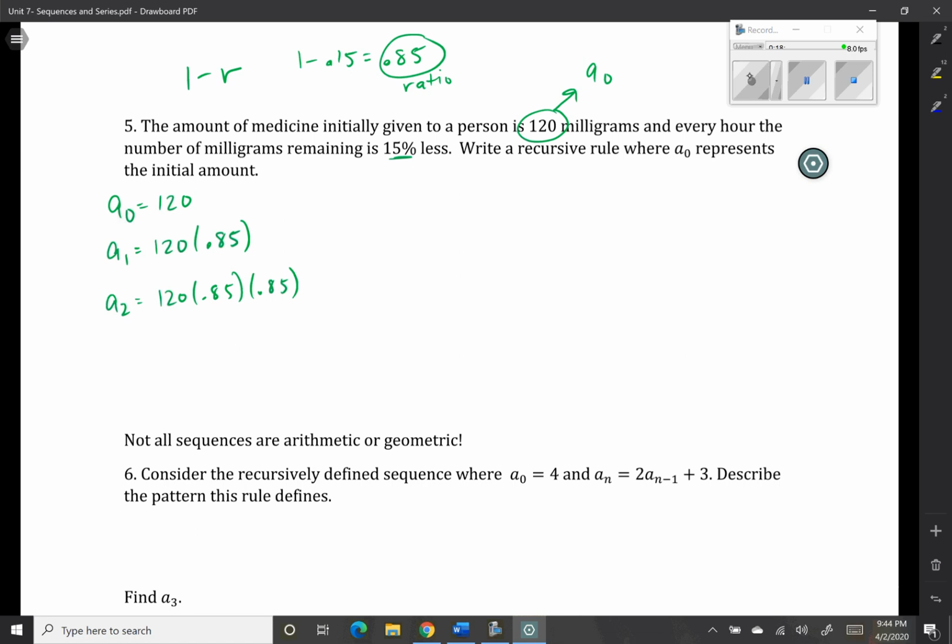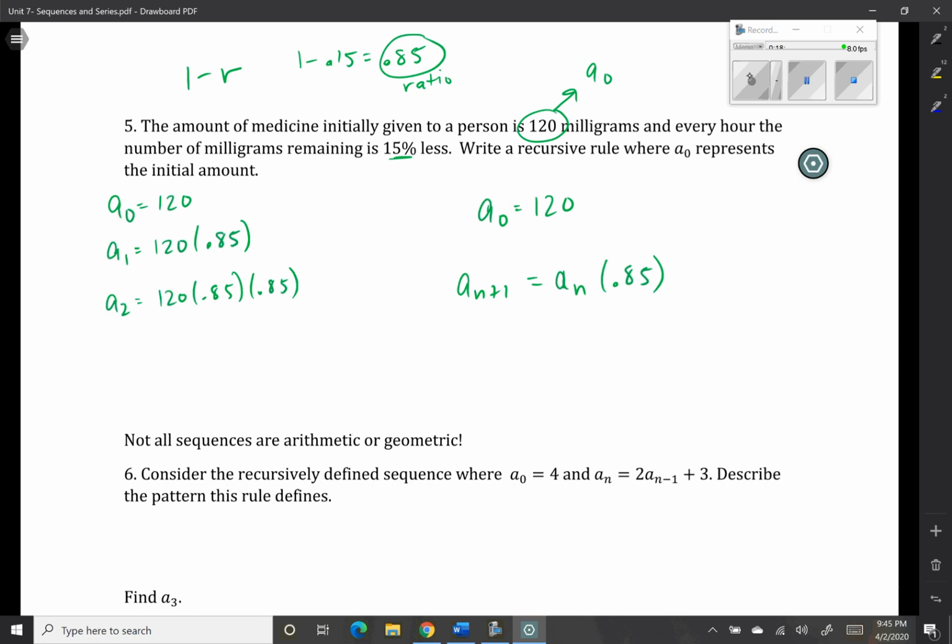So if I define this recursively, I could say a sub 0 is equal to 120. And then we can say a sub n plus 1 is equal to a sub n times 0.85. The rule here is saying that the next term is equal to 0.85 times the previous term. That's literally what we did to find this pattern here.